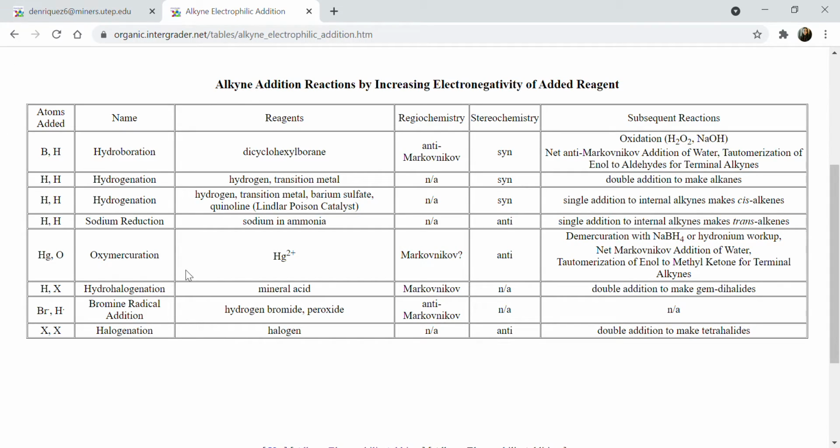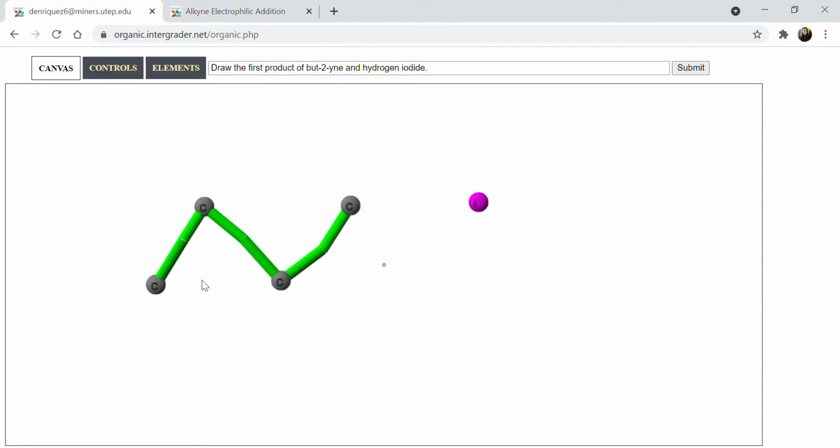Okay, first product of butene and hydrogen iodide. Okay, I'm gonna look over here. Hydrogen and iodide would be the hydrohalogenation, and I see it's Markovnikov. I learned how to say that. And then we have a double addition, but we don't have a double addition, we only have one, so we can't make a gem dihalide. So we're gonna see what we can make.